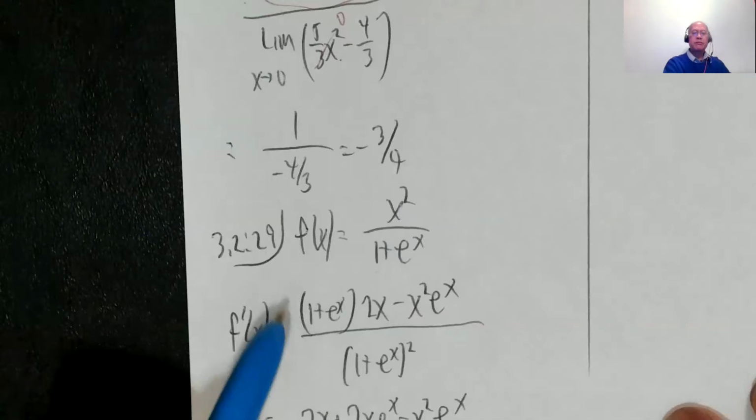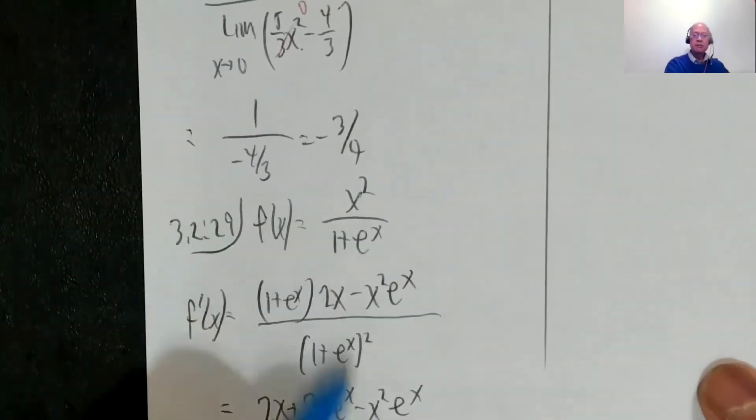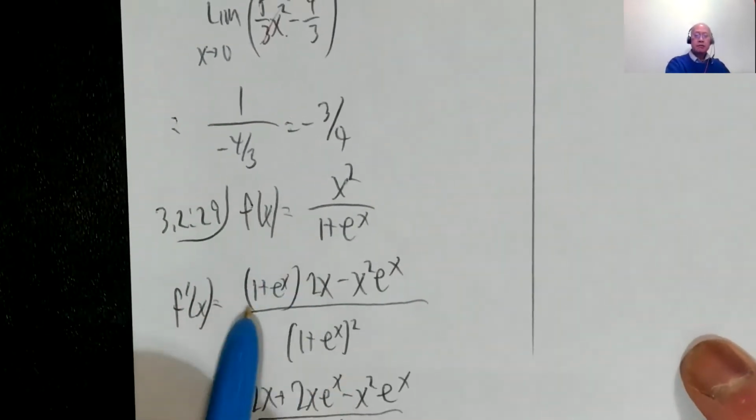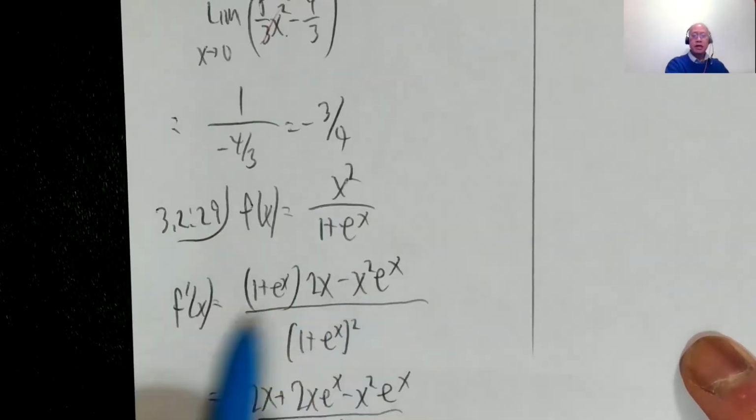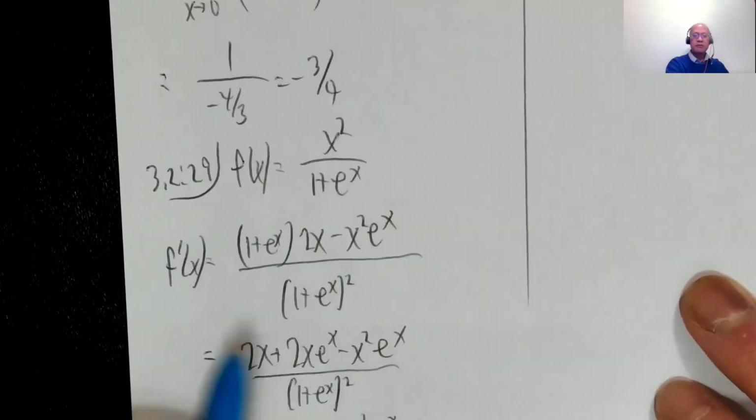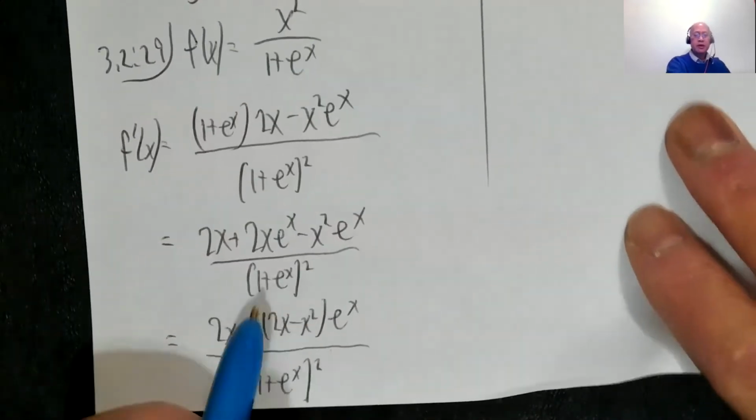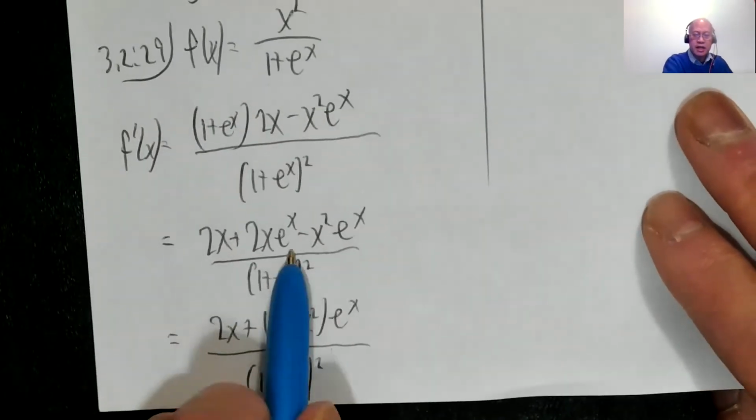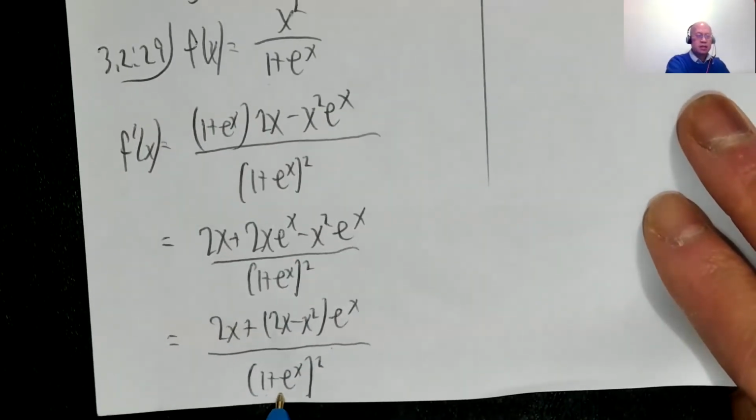Okay. Going back to 3.229, as for the second derivative, it's quite clumsy. But bottom times the derivative of the top, 2x, minus the top times the derivative of the bottom, e to the x, all over 1 plus e to the x squared. Clean it up: 2x plus 2x e to the x minus x squared e to the x over 1 plus e to the x squared. Okay, it's a little bit easier if you factor out the e to the x. So 2x plus 2x minus x squared e to the x over 1 plus e to the x squared.